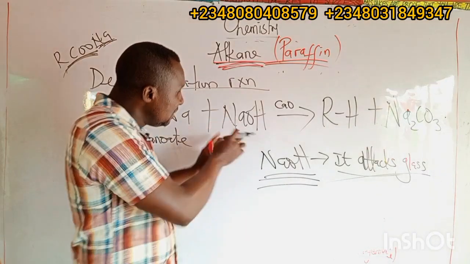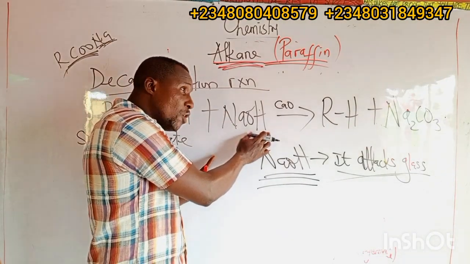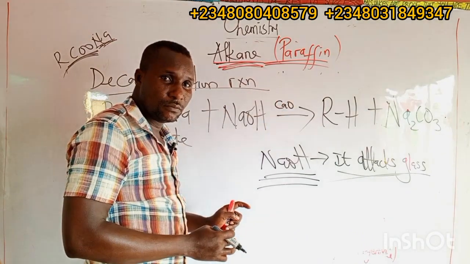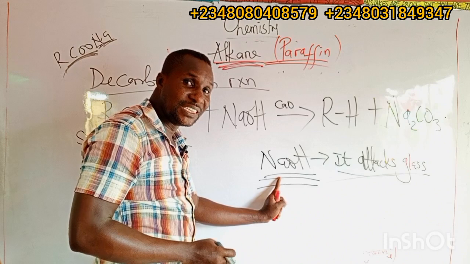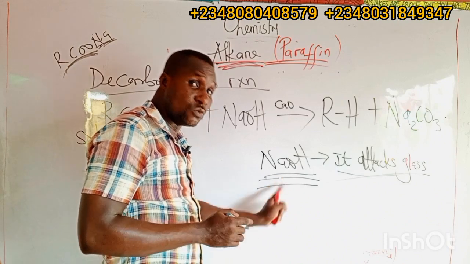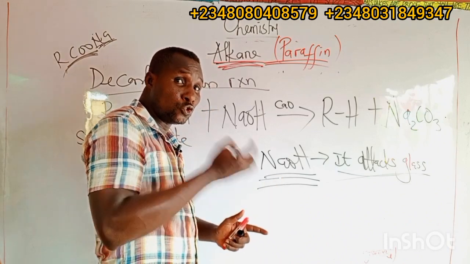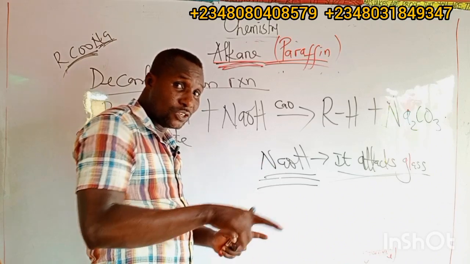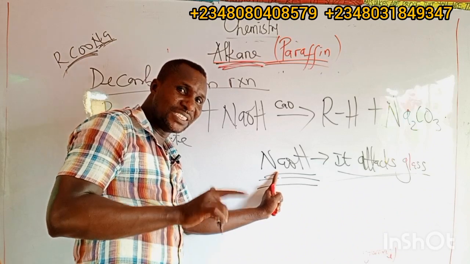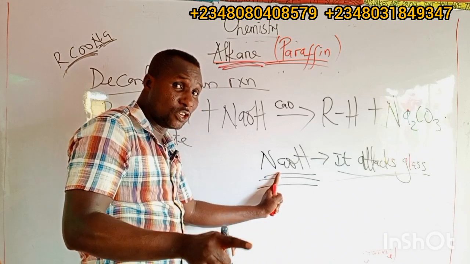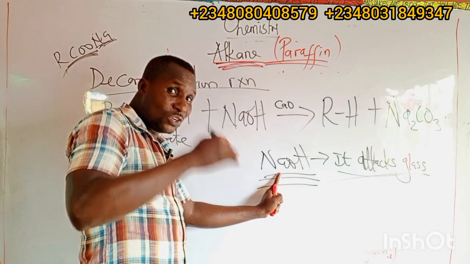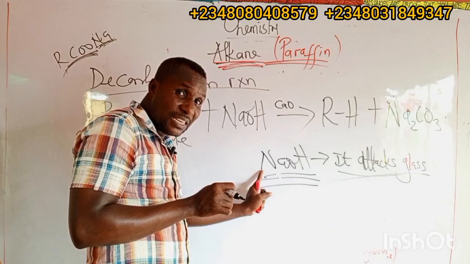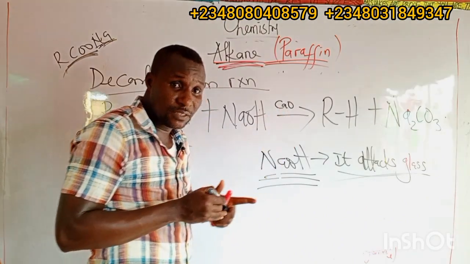CaO. That means the sodium hydroxide that must be used must be a mixture of calcium oxide. You can't use it directly because it attacks glass and it is a deliquescent substance. That is why we use soda lime that contains calcium oxide and sodium hydroxide: a small portion of sodium hydroxide and quicklime, calcium oxide. Take note of that.